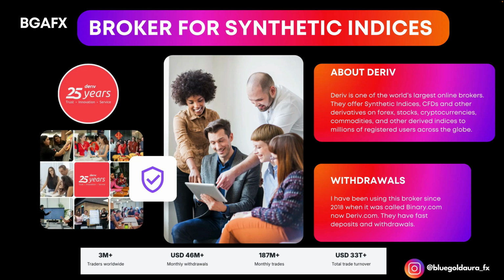So Deriv is one of the world's largest online brokers. They offer synthetic indices, CFDs, and other derivatives on Forex, stocks, cryptocurrencies, commodities, and other derived indices to millions of registered users across the globe. Withdrawals, right? This is where I believe most people want to hear. You want to know, if I put in my money, am I going to get my money? Is my money secure? Am I going to get my profits if I make money? And how fast are the payouts and so forth?